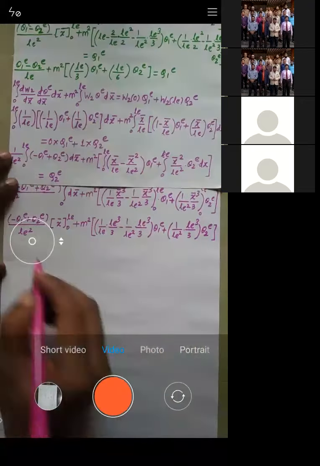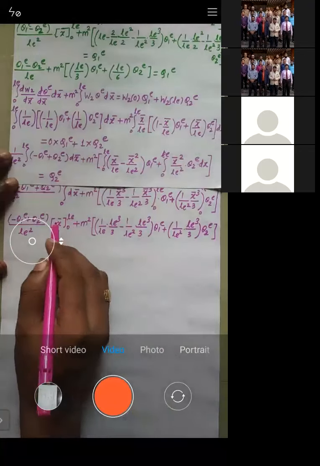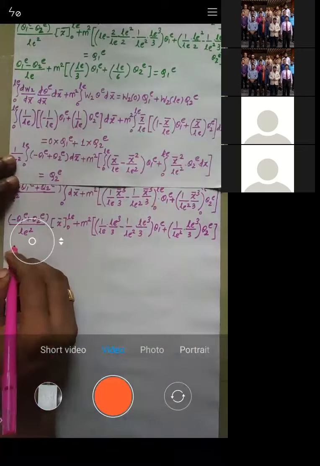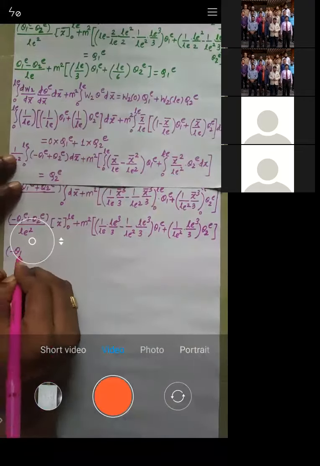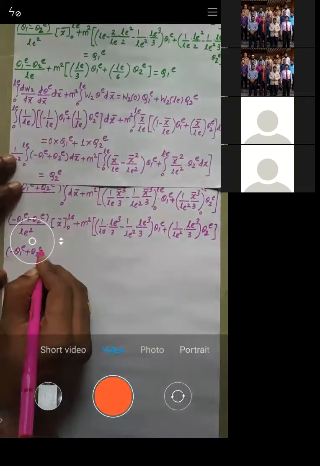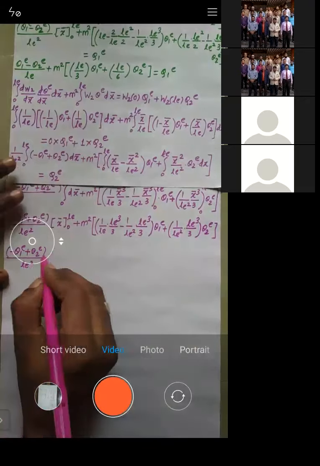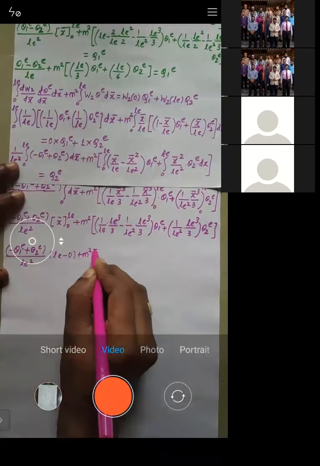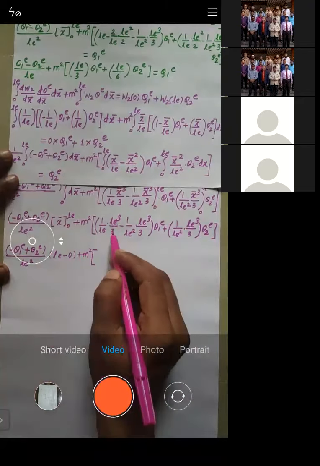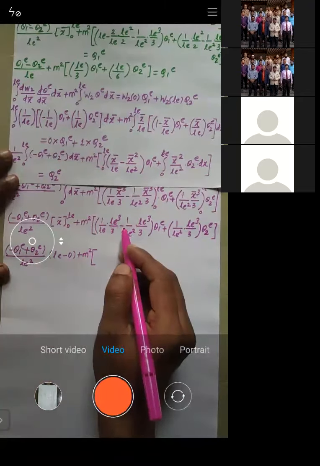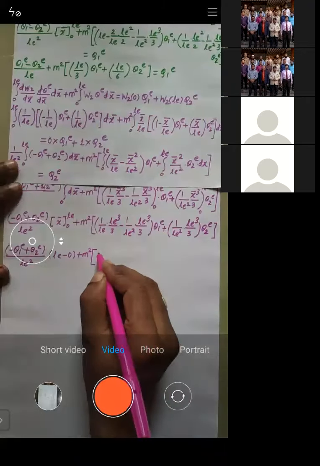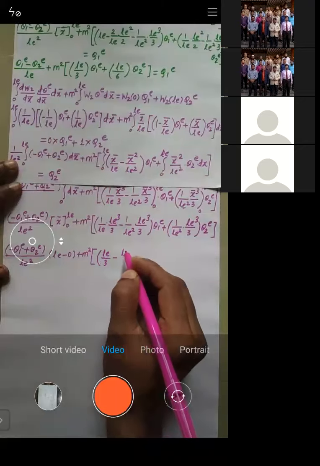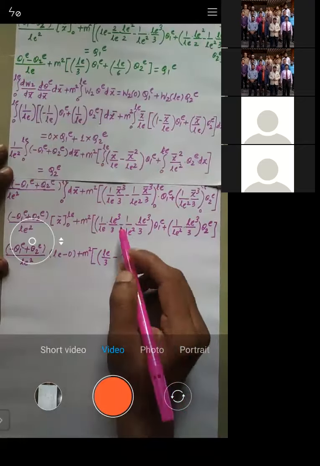So let's simplify it. Here you can see L E minus 0, so one L E gets cancelled. What is remaining? Minus theta 1 E plus theta 2 E upon L E square, into L E minus 0, plus m square. What will you get here? L E by 3 minus... you can check it.